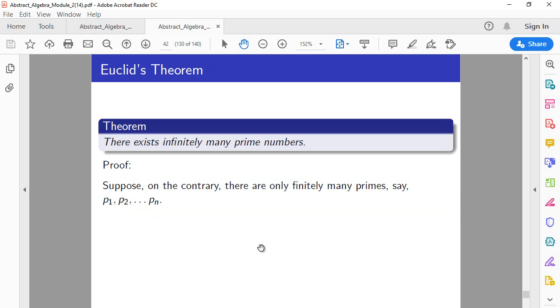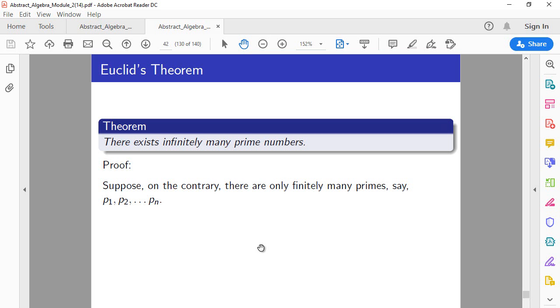Okay, here is the theorem. It's known as Euclid's theorem. I mean, there are many other theorems associated with Euclid's name. So it says that there exist infinitely many prime numbers. So why do we have infinitely many prime numbers?